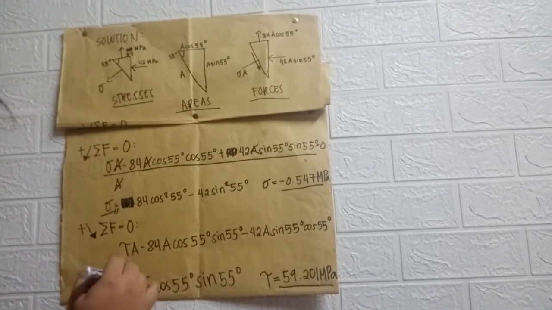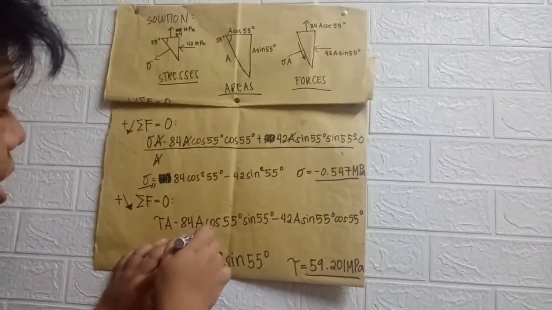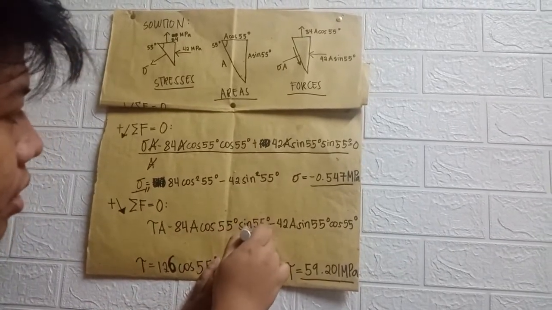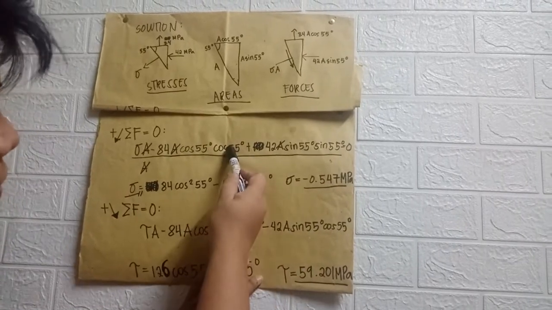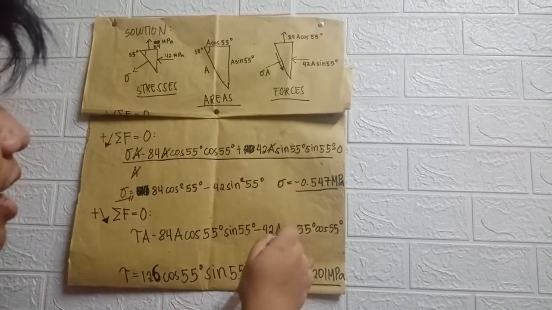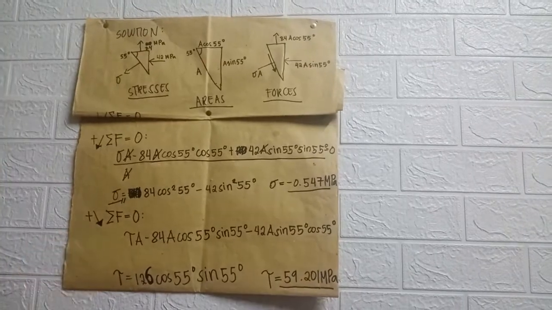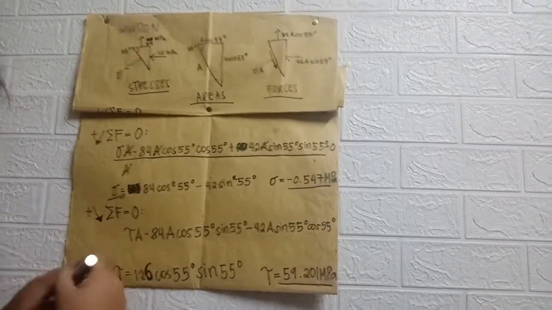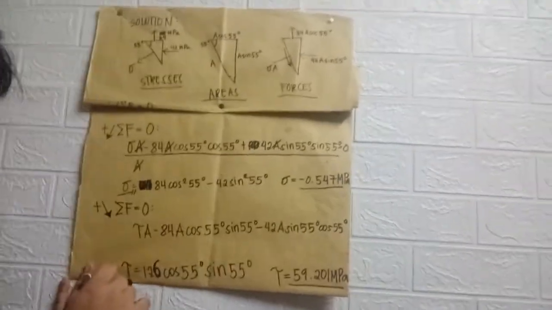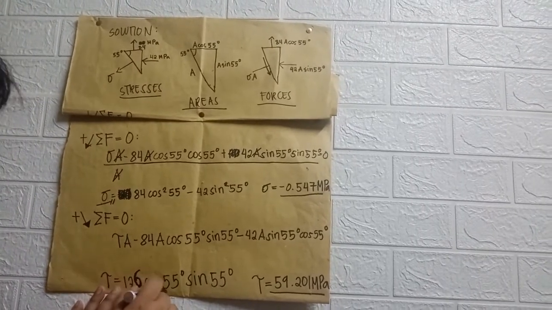So shear stress times area minus 84A cosine 55 times sine 55 degrees. So from cosine 55, it became sine 55, minus 42A sine 55 degrees cosine 55 degrees. And transpose, eliminate the A, and this is the result. Shear stress, or this symbol, equals 126 cosine 55 degrees.